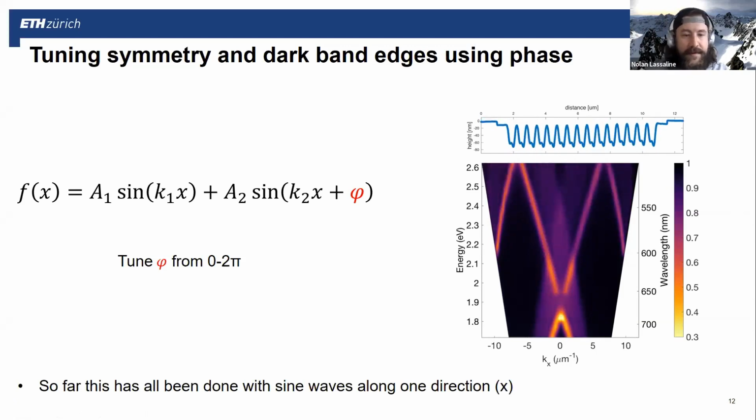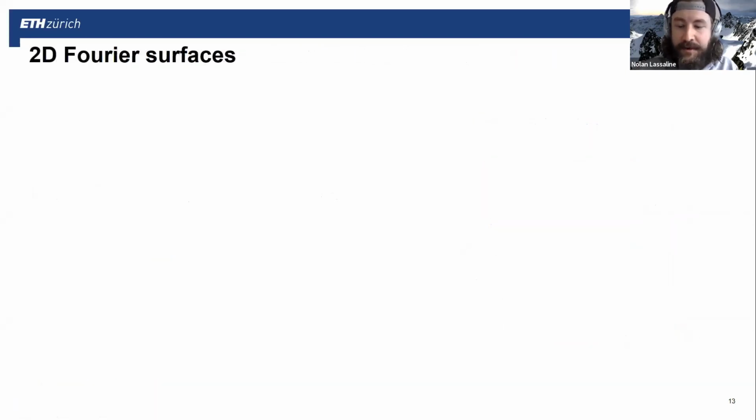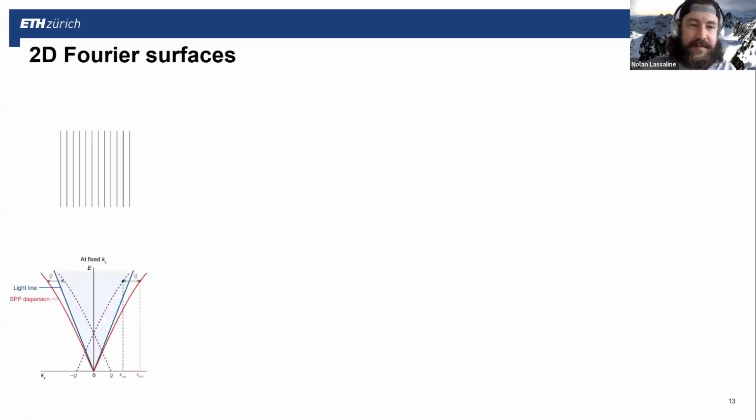And until now, everything I've shown you has been done with sine waves along one direction of the surface, namely x. But of course, it's no surprise that surfaces are 2D. And so we can now extend these capabilities in all in-plane directions along the surface. What I had told you previously is that for a sine wave depicted here with these little sticks, this is what we're measuring.